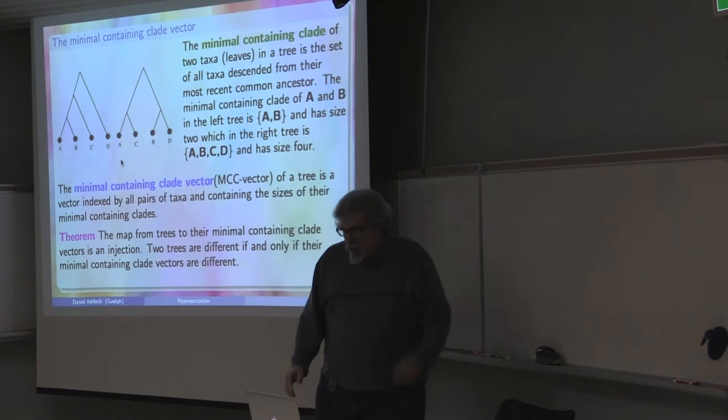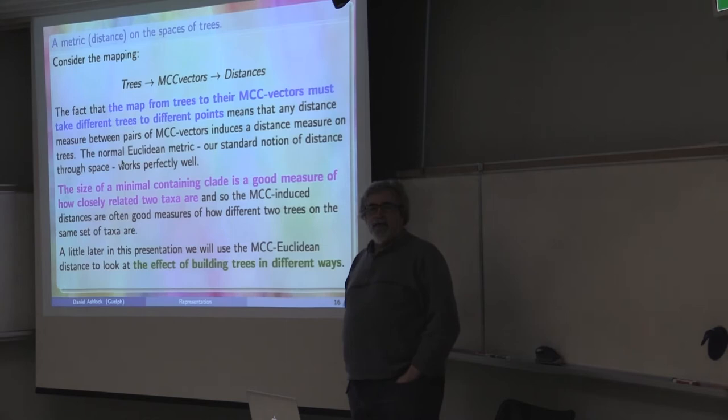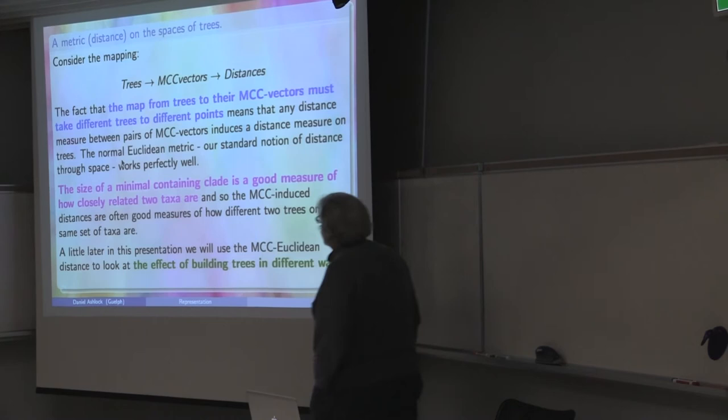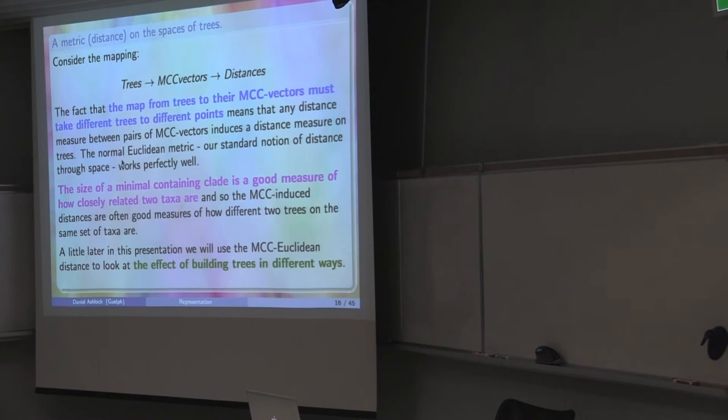So we take trees to minimal containing clade vectors, and then once we have them turned into these vectors of numbers, any method of computing distances on vectors of numbers computes distances between trees. So it induces a distance measure on trees. And the normal Euclidean metric, the one we're all used to, works fine. The size of a minimal containing clade is a good measure of how closely related two taxa are, and so the MCC-induced distances are often good measures of how different two trees on the same set of taxa are. If you get a large distance, it's because they disagree about the relatedness of a lot of pairs of things down at the bottom of the tree. Okay, so.